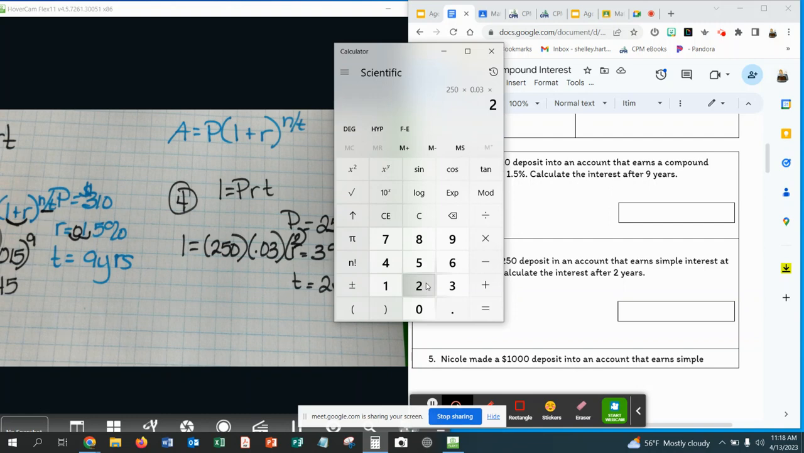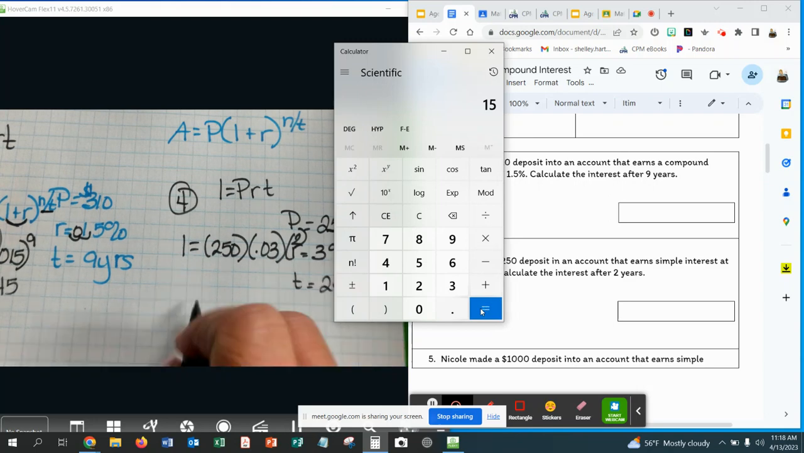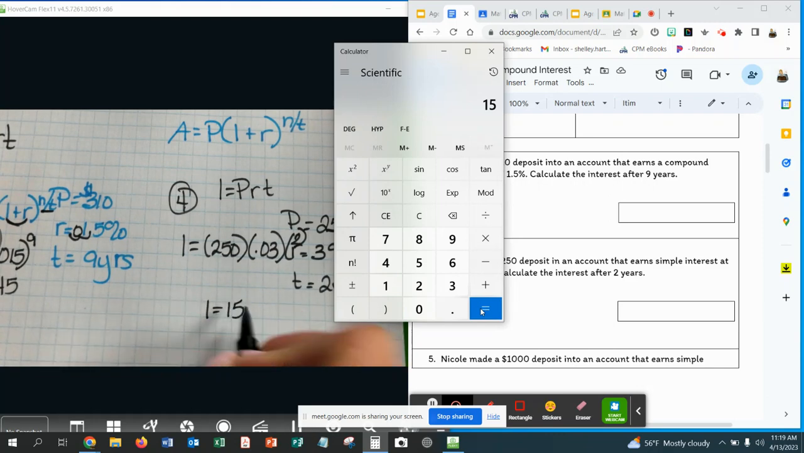Okay, what'd you get? What'd you get, Landon? 15? Okay. It's 15. You probably didn't hit the decimal point. And that's okay. We are all learning. So, did you get this? The interest equals $15. So the grand total will be $250 plus 15 equals $265. Let me see if I can just move this out of the way.